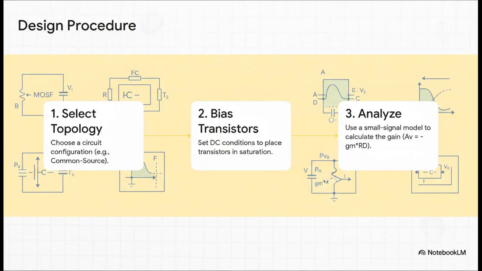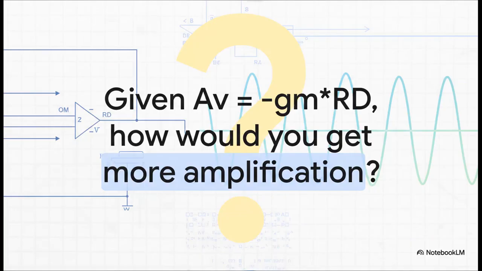Step 2, bias the transistors. This is that crucial DC analysis part. You choose your DC voltages and currents to make sure every single transistor is happily in the saturation region and has the GM you're looking for. Step 3, analyze the AC characteristics. Now you whip out your small signal model and calculate the performance metrics you care about, like our voltage gain equation AV equals negative GM RD. Pick a circuit, bias it correctly, then analyze its performance. That's the flow.